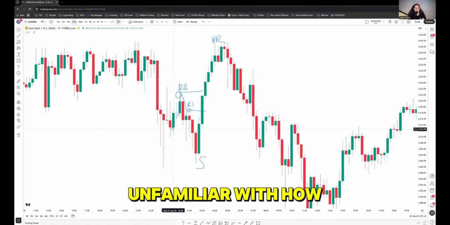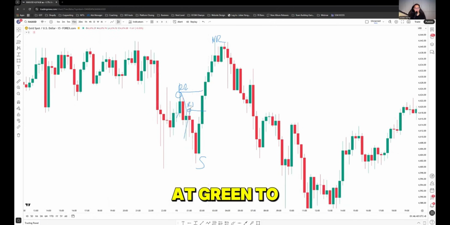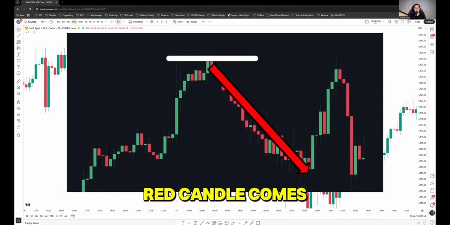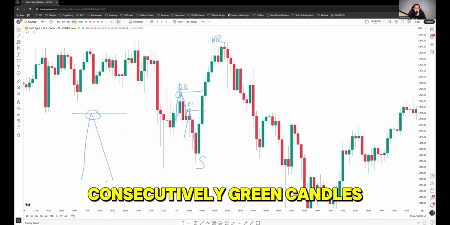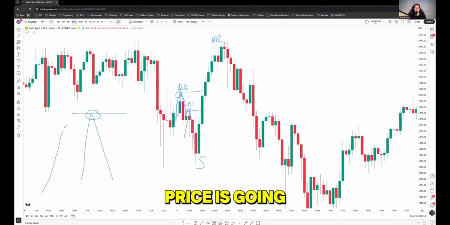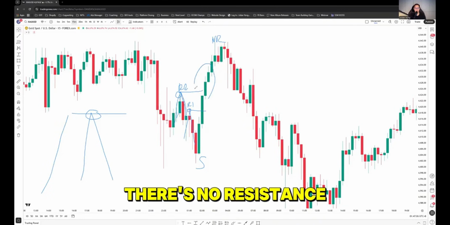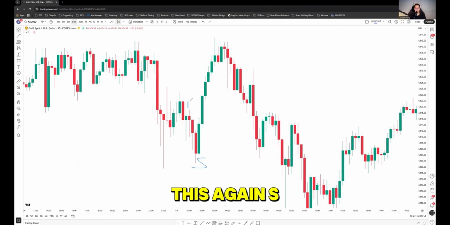For those of you who are unfamiliar with how to find the resistance, basically we're looking at green to red, because when a green candle goes up and a red candle comes down, this forms the tip of the A, right? If it's consecutive green candles, it means that price is going up. So that's not a resistance. Like this, there's no resistance inside here because it's consecutive price going up. We want to look for price to go up and then come back down, right? So back to this again, as R1, R2, new R.